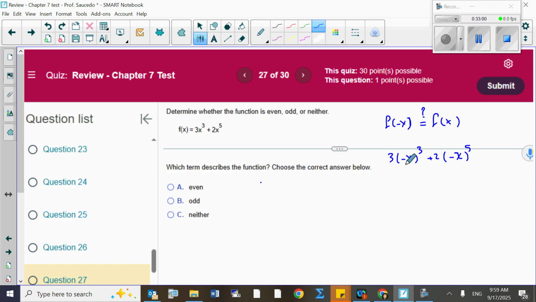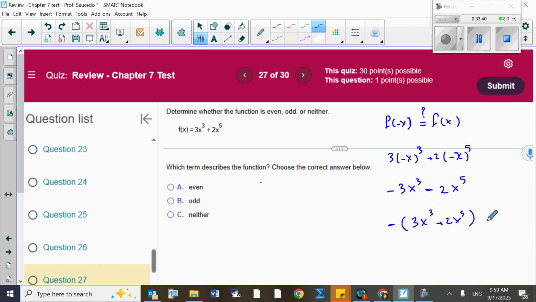Negative x to the power of 3 will be negative x cubed, and I put the 3 here. Negative x to the power of 5 will be negative x to the power of 5, and I put the 2 here, because a negative number to a power of an odd number will be negative. Okay, now I can factor the negative out here. This is negative of 3x to the 3 plus 2x to the 5.